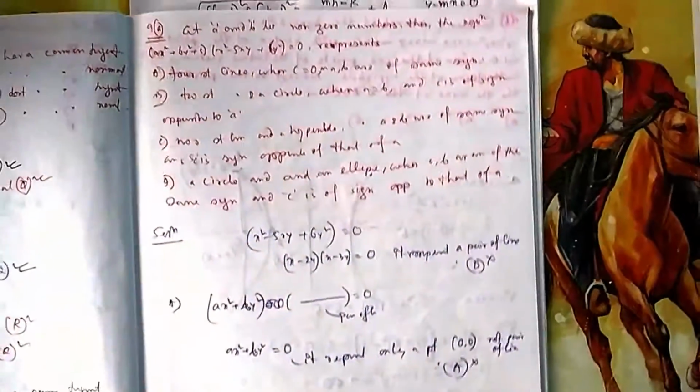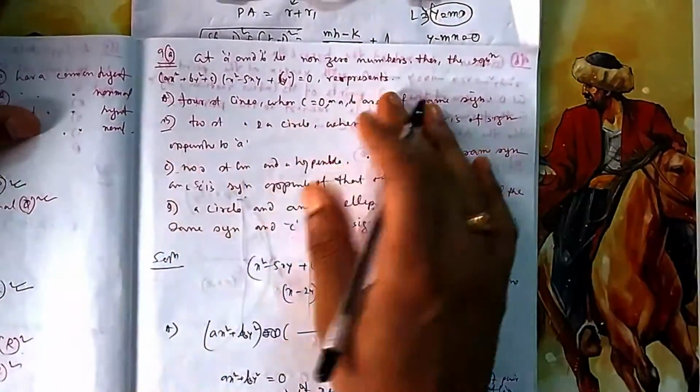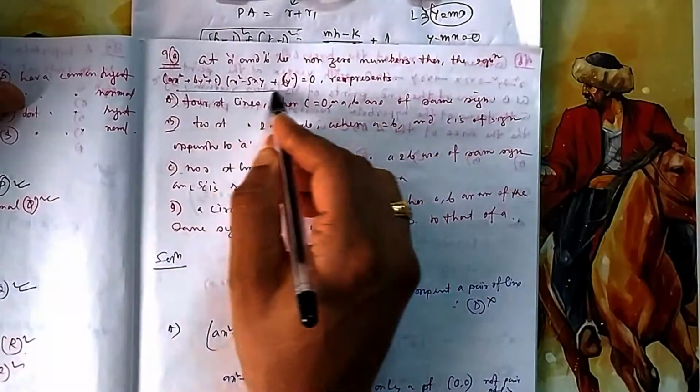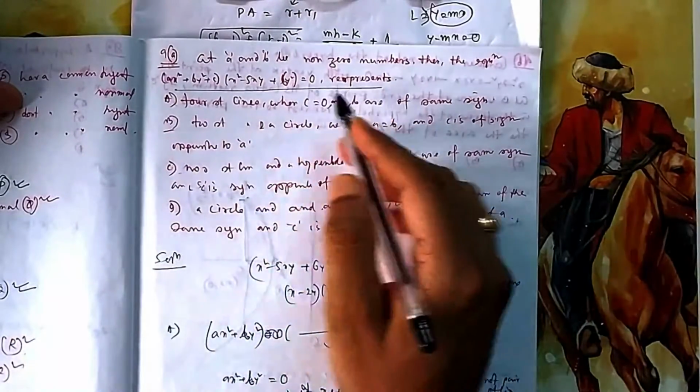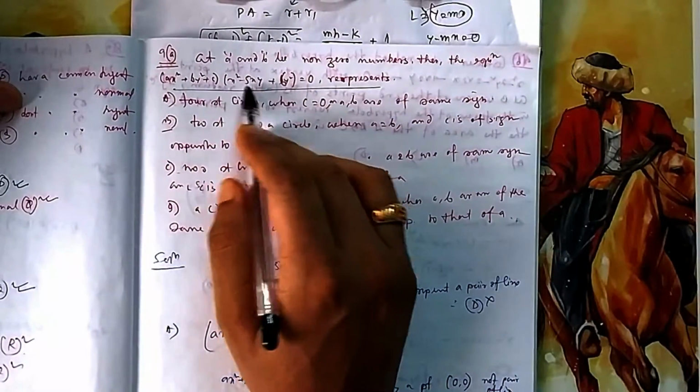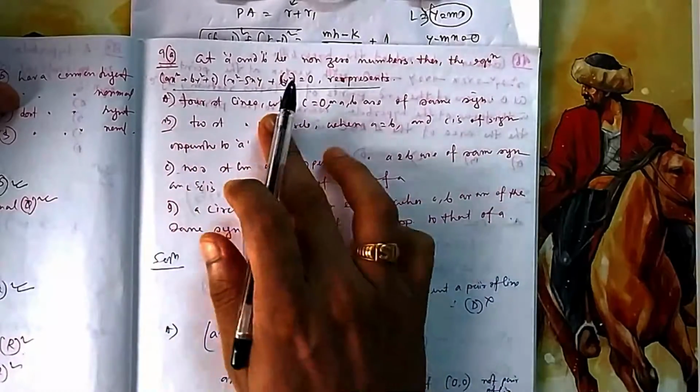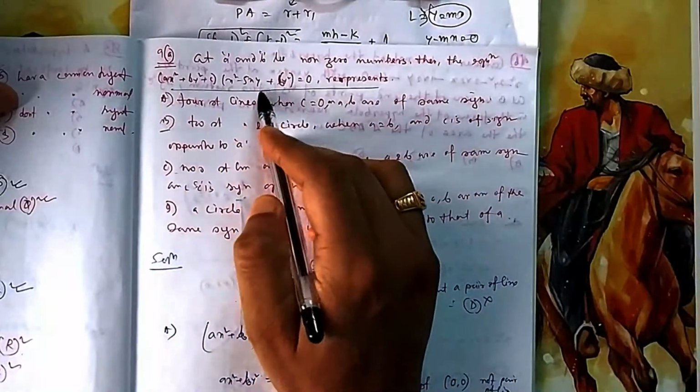Now if you come to 9A, let A and B be non-zero numbers such that this equation represents what this represents. So this is commonly known to you, everything. This is unknown to you. So you have to see. Let's first see this one, which one is known to me.